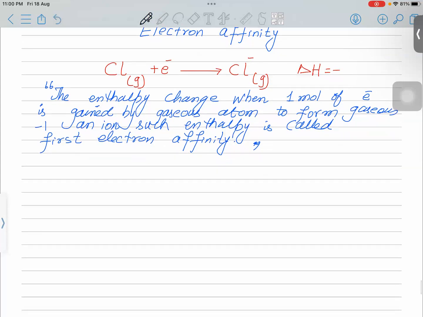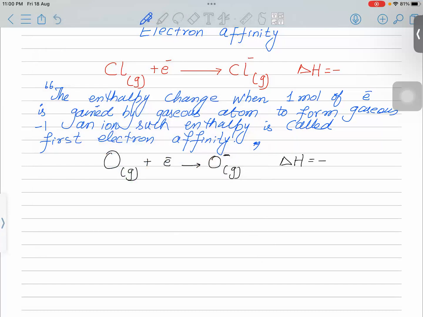Now, Alia, can you give me an example of oxygen? So, sir, oxygen in the gaseous state. Is it an oxygen atom or molecule? Atom, sir. Okay. Then plus electron gives O minus in the gaseous state. Delta H is negative. Very good.